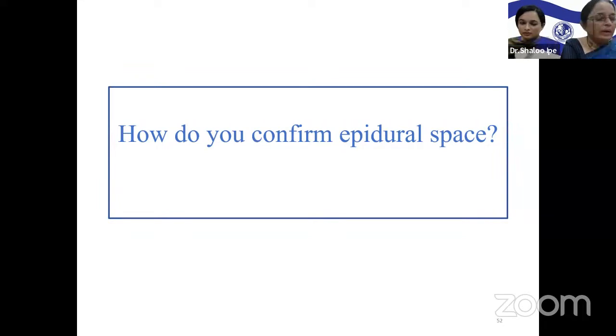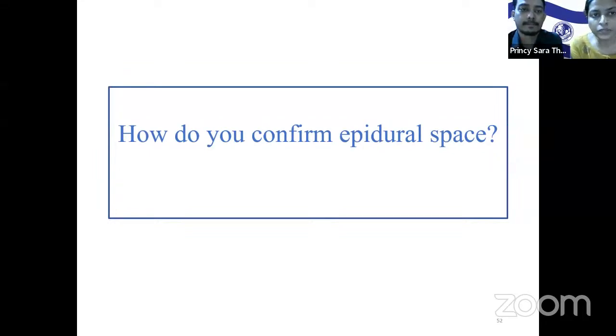Okay. Now, how do you confirm epidural space? Epidural space can be confirmed by the standard loss of resistance technique, which we usually use while administering an epidural. But identification of the space in a pregnant woman is difficult because of the laxity of ligaments due to hormonal changes, and the narrow epidural space because of the dilated epidural veins and the increasing lumbar lordosis.